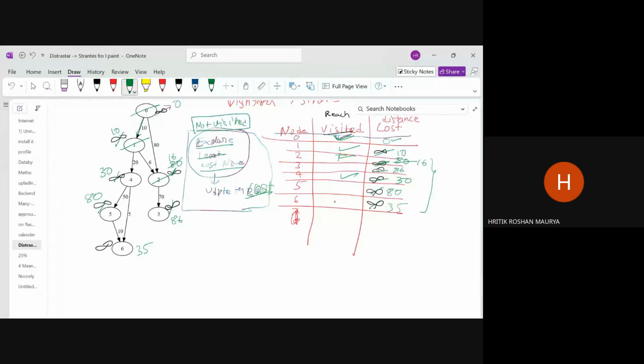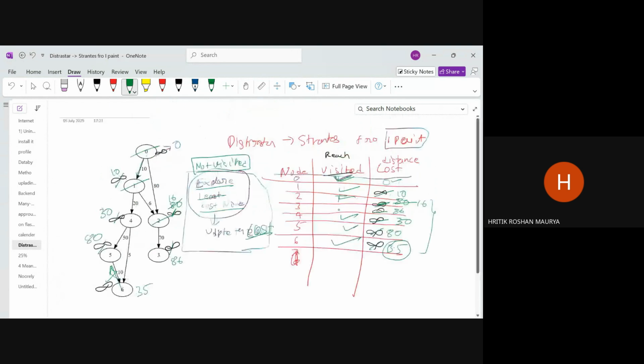Now I will visit the least expected node again. This is 35 because it is the least distance. And now I will update the cost from 35 plus 10. No, there is no path from here to here. So I will not update it. Then the last part is this one.